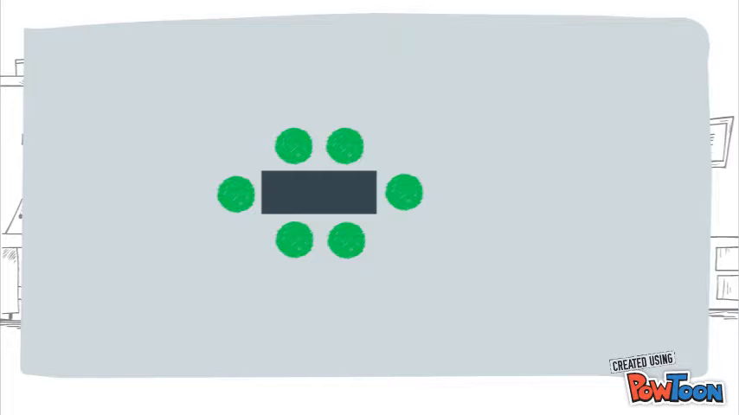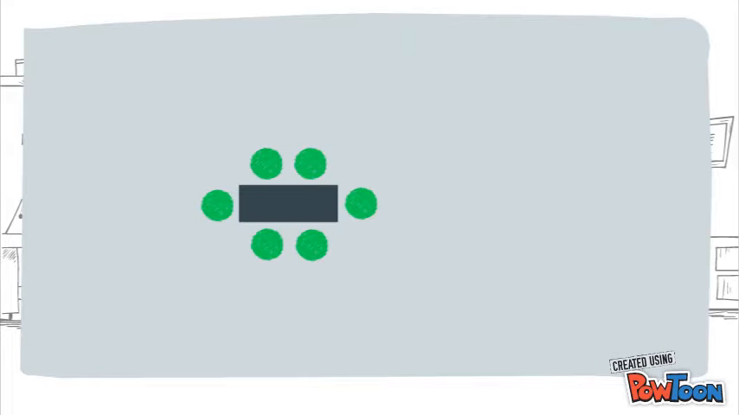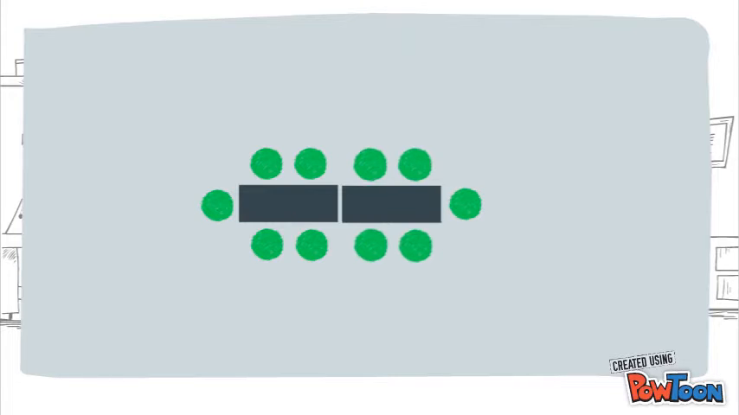Let's think that we add the second table end to end with the first table. When the ends of 2 tables touch each other, no one can fit in there. Hence, we move one person from the end of the first table to the end of the second table. Then, we add another 4 people. Now, the total number of people sitting around the tables is 10.